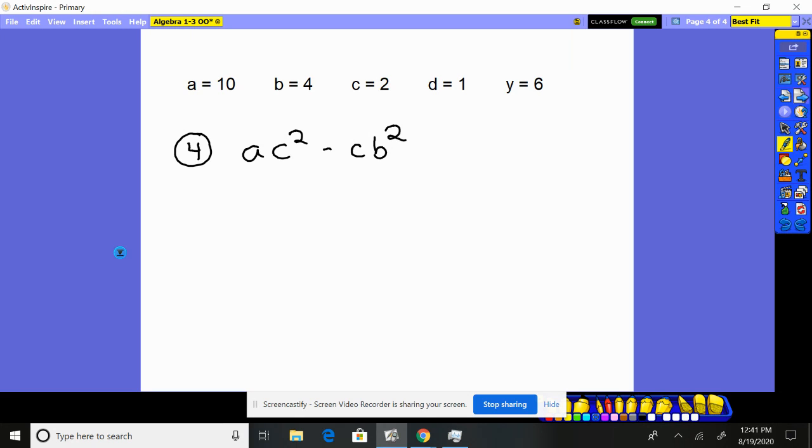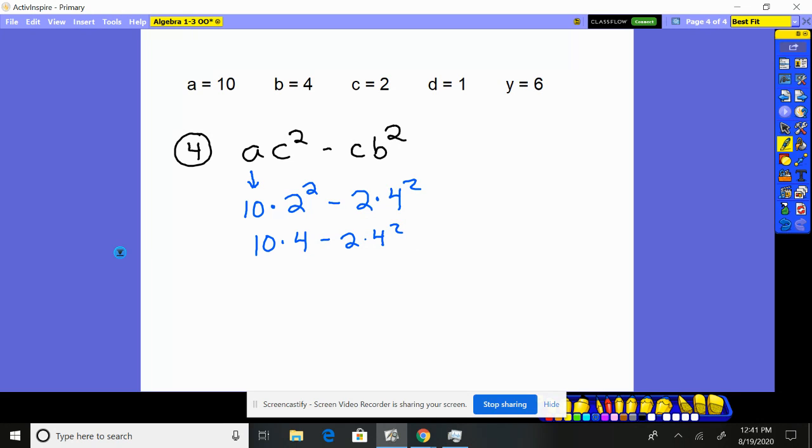And here we'll do one more problem. We have A, which its value is 10, times C squared, which is 2 squared, minus C is 2, B squared is 4 squared. I'm just filling in each of the variables with what its value is. Now I do order of operations. I have 2 exponents, so I'll do this one first.